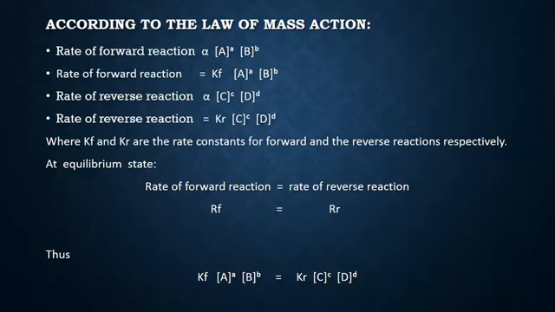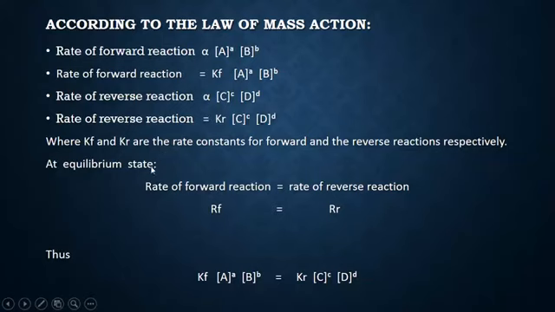By removing these proportionality signs, we introduce a constant here. Rate of forward reaction is equal to Kf times reactants A and B, and here the rate of reverse reaction is equal to Kr. Kr is the proportionality constant for reverse reaction and is multiplied by products C and D, where Kf and Kr are the rate constants for the forward and the reverse reactions respectively.